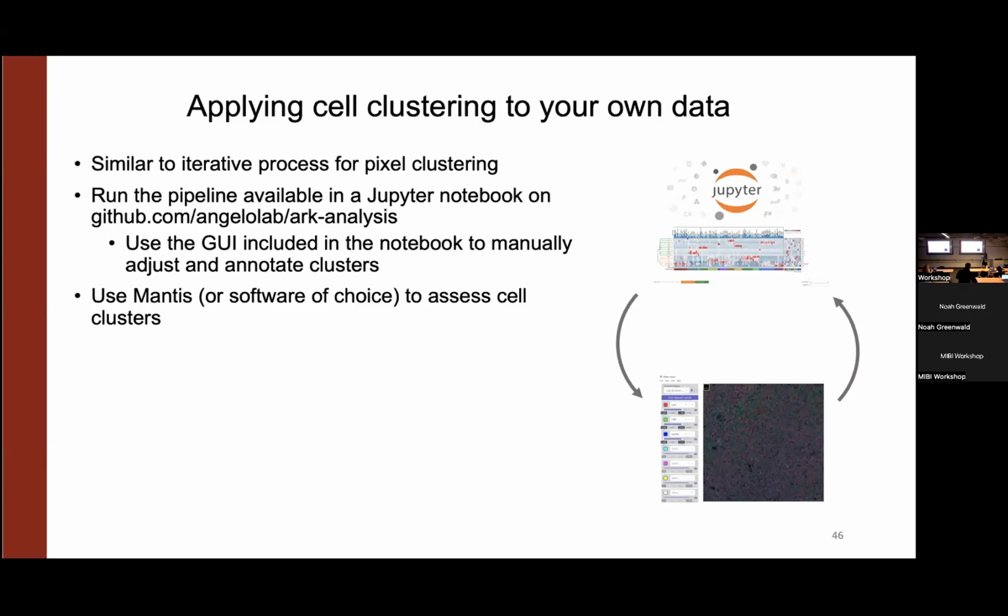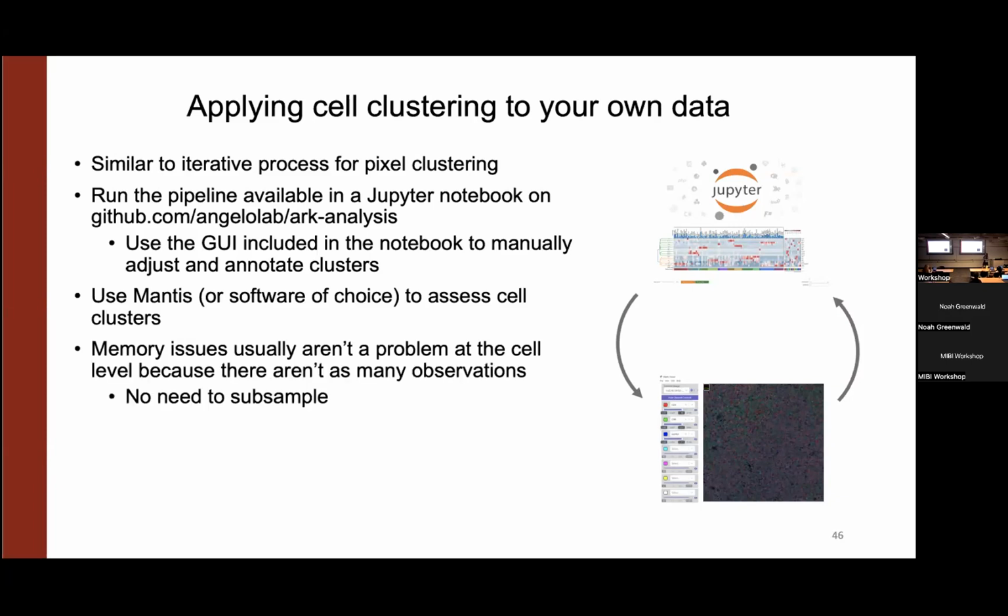Yeah, so you want to use Mantis or whatever software you like to assess the cell clusters. The talk right after this will be all about Mantis, so stay tuned for that. And if you remember, yesterday I also talked about how at the pixel level, you have to think about memory issues that may result from trying to cluster too many pixels at the same time. At the cell level, that's usually not a problem because you don't have nearly as many cells as you do pixels. So in all the data sets that we've looked at so far, memory hasn't been an issue at the cell level.